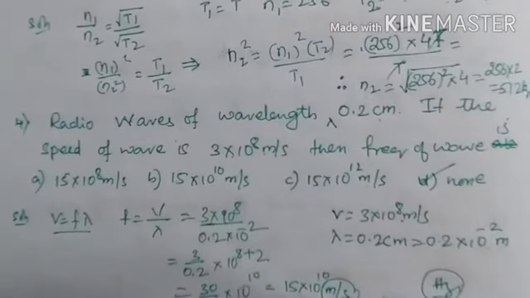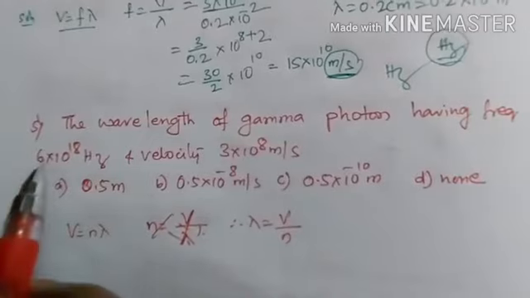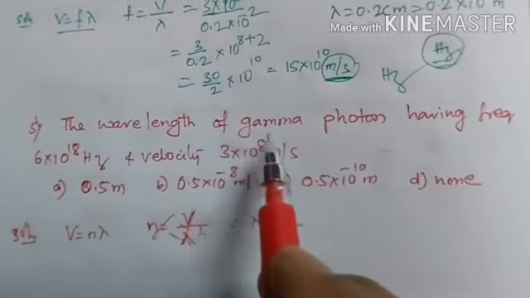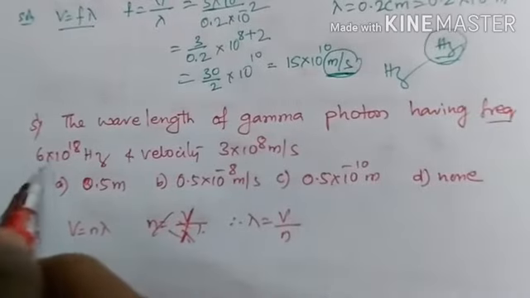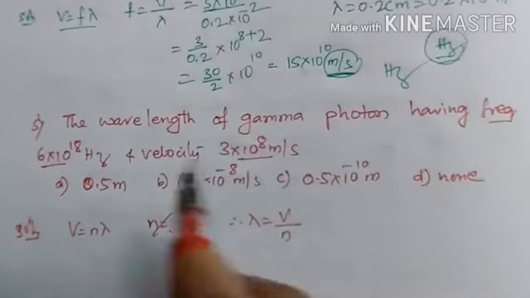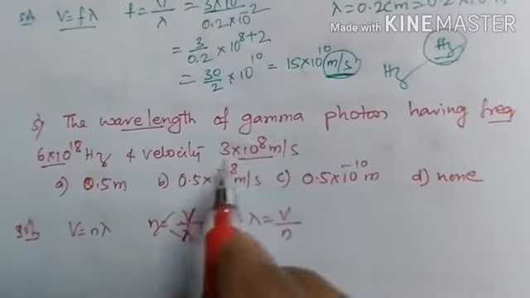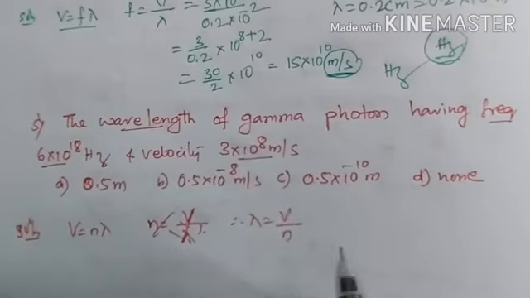Okay, let's go for the next problem. Now check this fifth problem. The wavelength of a gamma photon having frequency, again frequency is given, and it has a velocity. Then what is the wavelength? So V is equal to F lambda once again. So we want wavelength, lambda is equal to V by N.